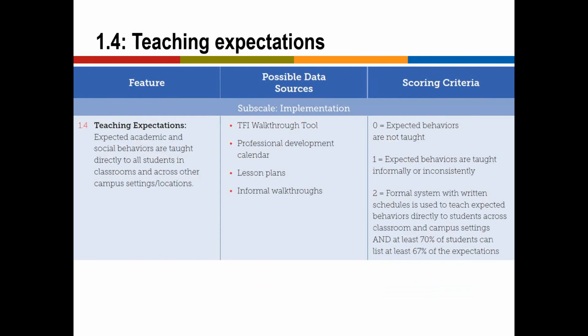You will also look to the TFI walkthrough for item 1.4. For this item, a school team can only score a 2 if 70% of their students can list 67% of the rules and expectations. For Purple Rain Elementary, 87% of their students knew at least 67% of the rules and expectations. Assuming that there is a formal system with written schedules that is used to teach expected behaviors in place, Purple Rain Elementary would score a 2 on this item.